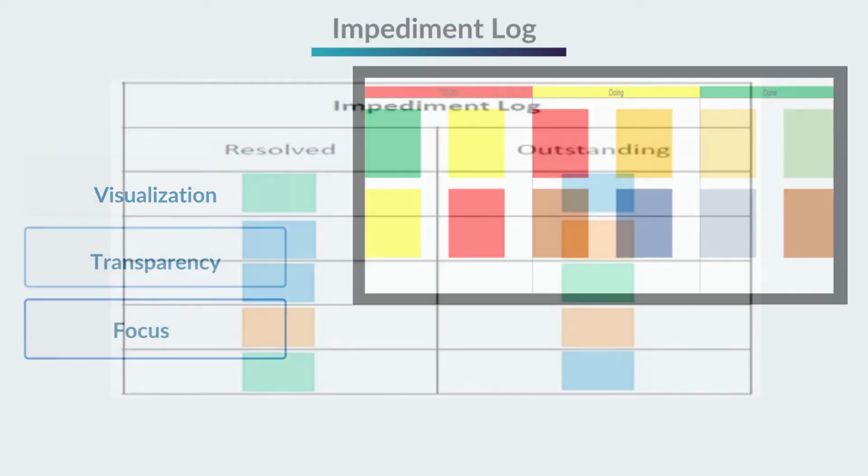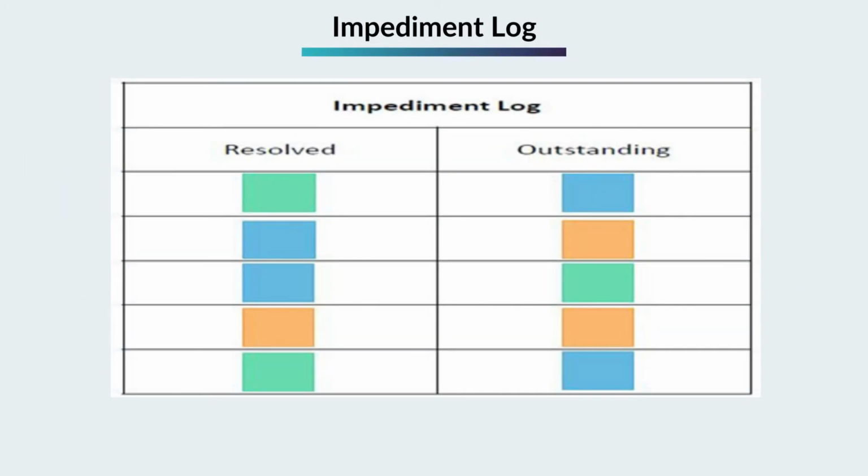Impediment log. Impediments are risks or obstacles to the project. In Scrum they are also called blockers. An impediment log is a valuable tool for identifying, tracking, and addressing obstacles, issues, or risks that can potentially hinder the progress of a project. Impediments can impact the team's velocity and their ability to meet sprint goals. Here's how an impediment log works.